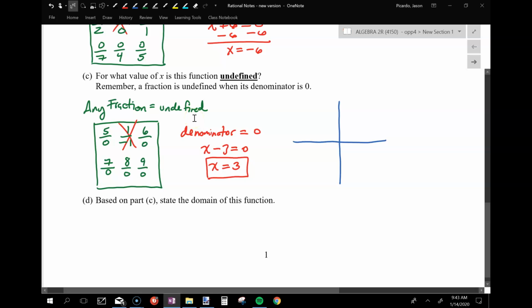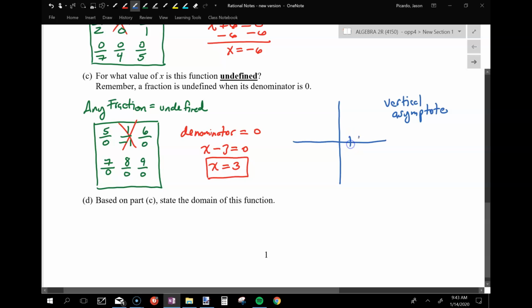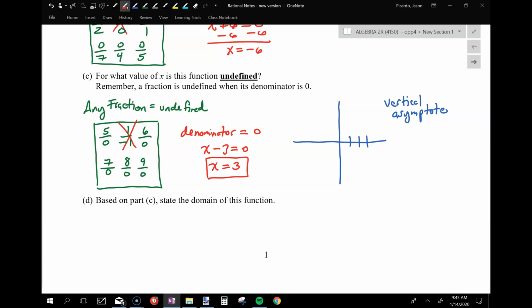Well, this is the new thing of the day. What we do is we create something known as a vertical asymptote. Asymptote. Show me what a vertical something looks like. So watch this. Hazy, you're going to like this.